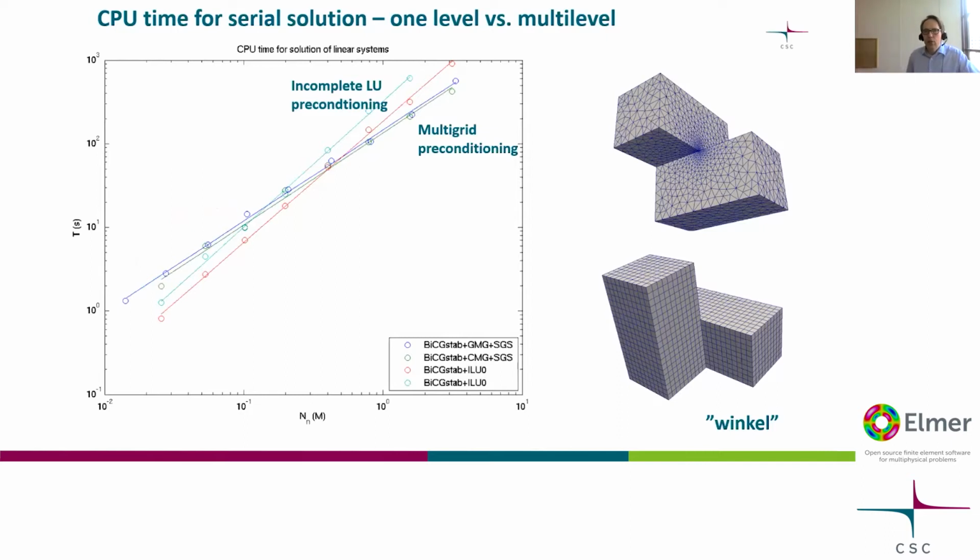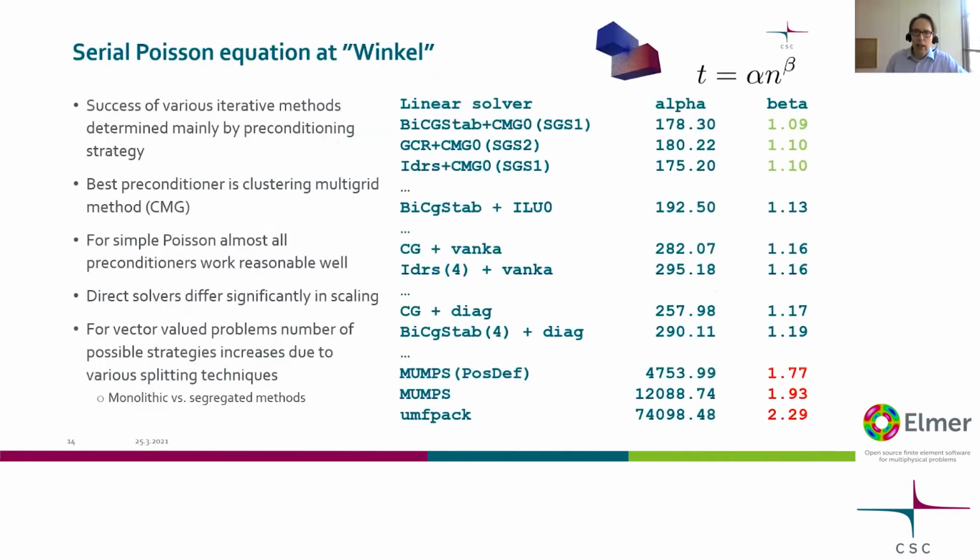Here I have compared two different families of preconditioners. Using the same Krylov method, which is basically a solution method for linear systems, with different preconditioners: incomplete LU, which is a one-level preconditioner, and multigrid preconditioner. You can see that as the problem size grows, eventually these multigrid preconditioners will beat the one-level preconditioner, such as LU. And we can measure this.